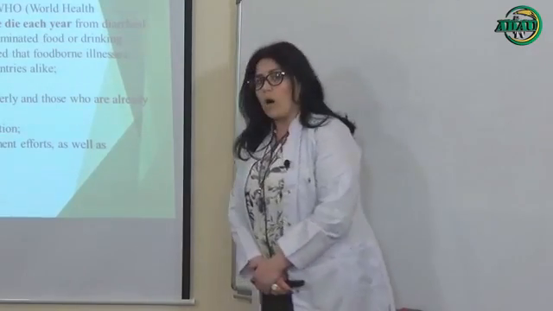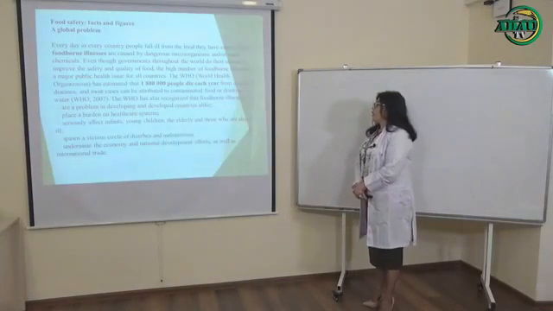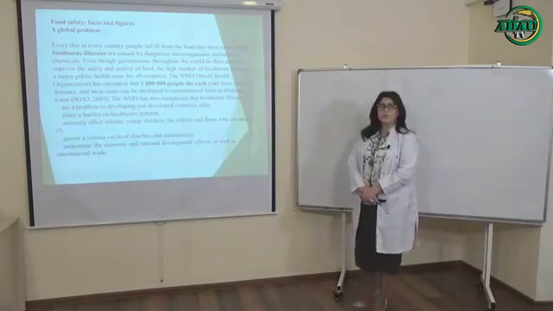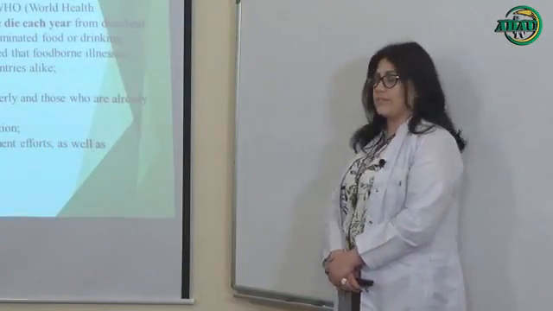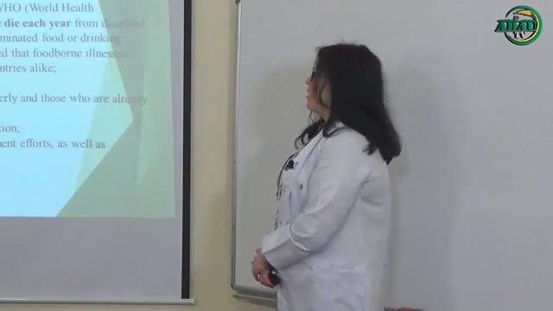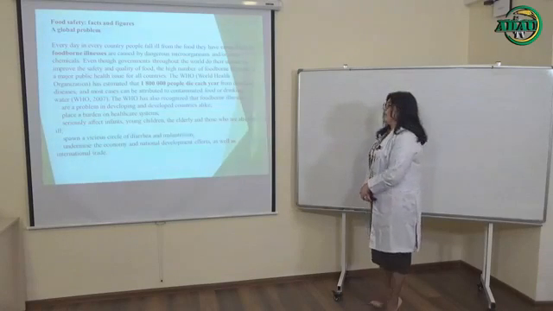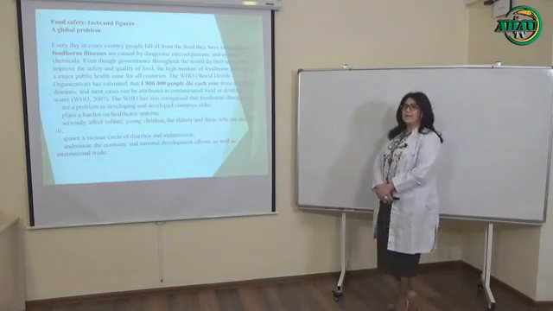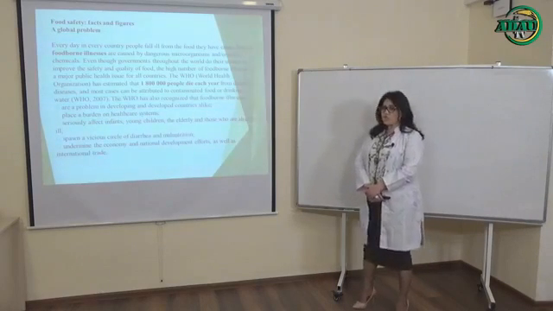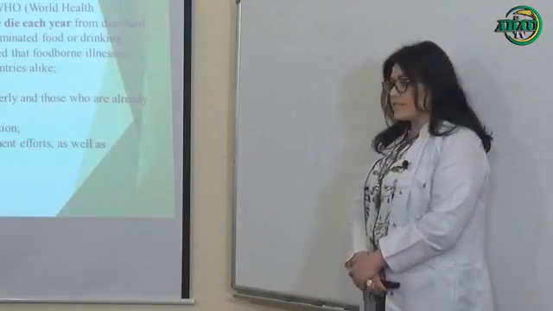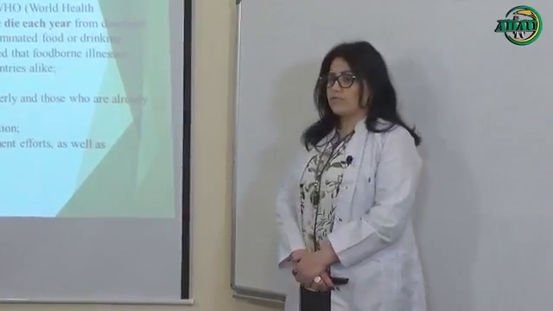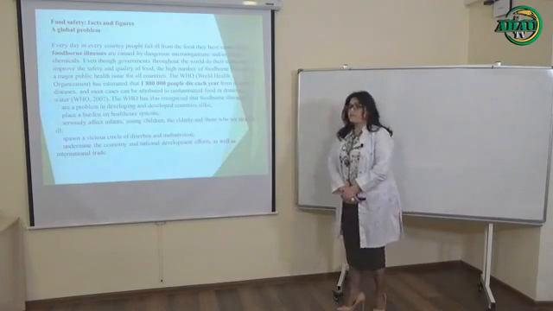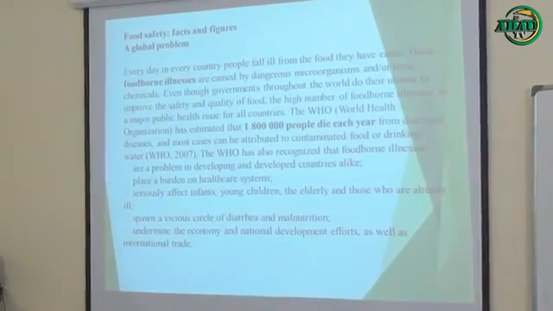even though governments throughout the world do their utmost to improve the safety and quality of food. I would like to note that the high number of foodborne illnesses is a major public health issue for all countries. Regarding World Health Organization information, it has been estimated that 1,800,000 people each year die because of diarrheal diseases, and most cases of these diseases can be attributed to contaminated food or drinking water. This information was provided by the World Health Organization in 2007.